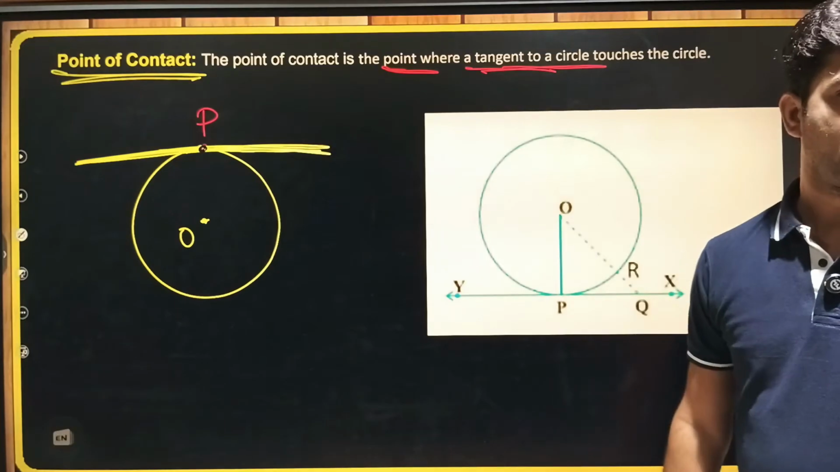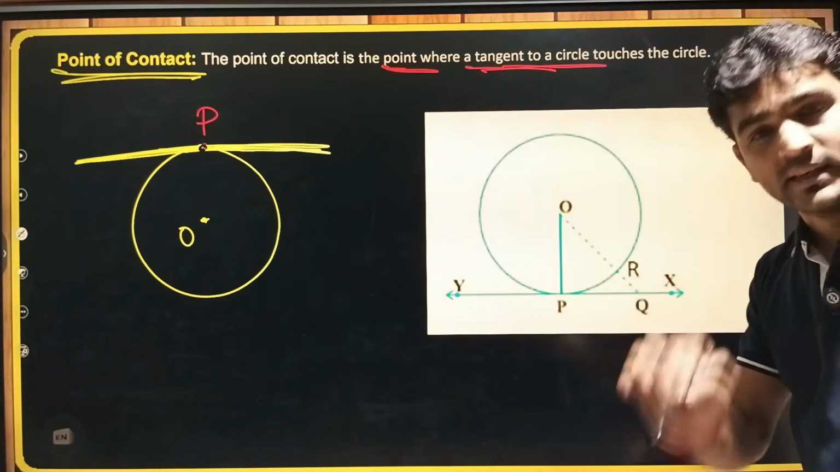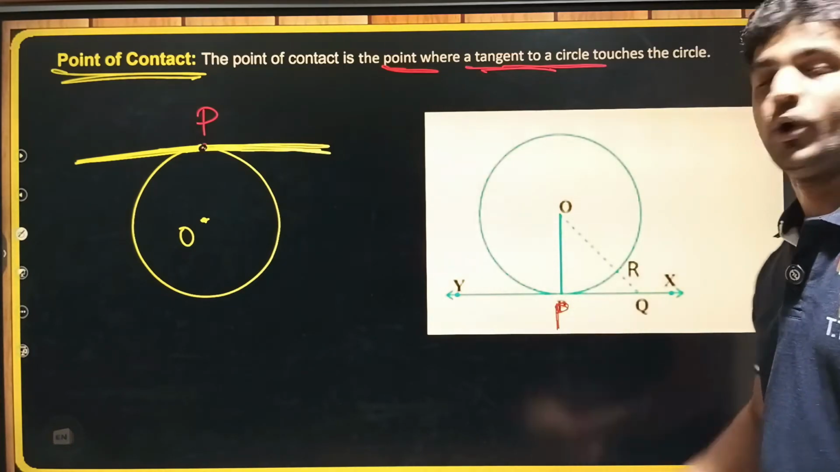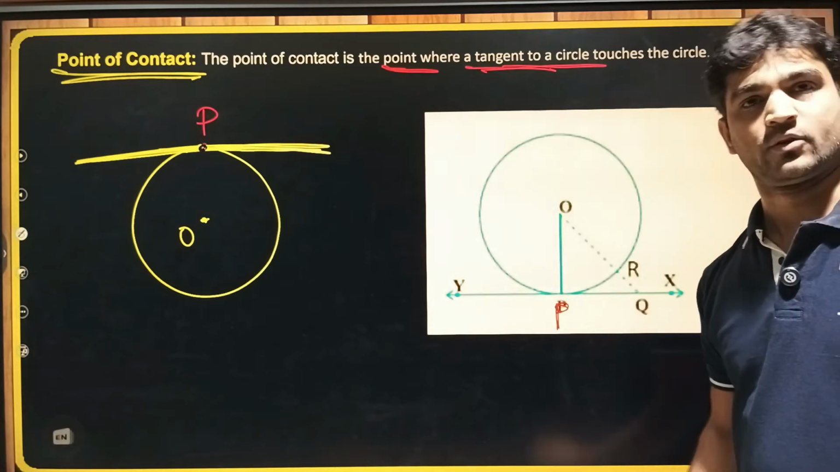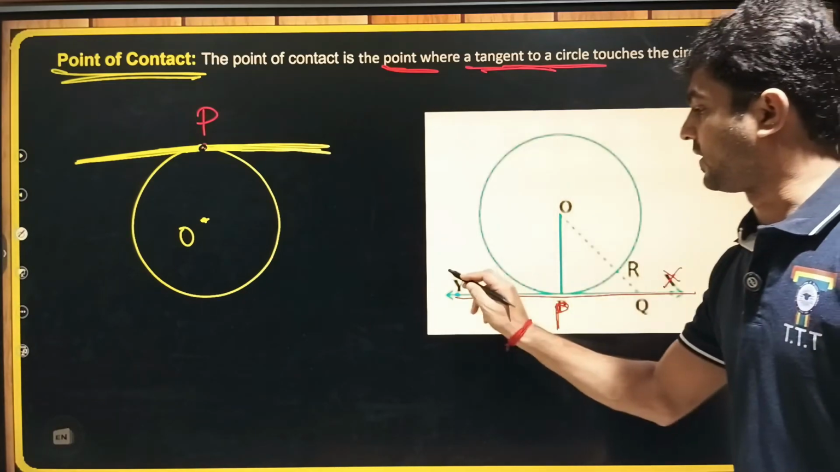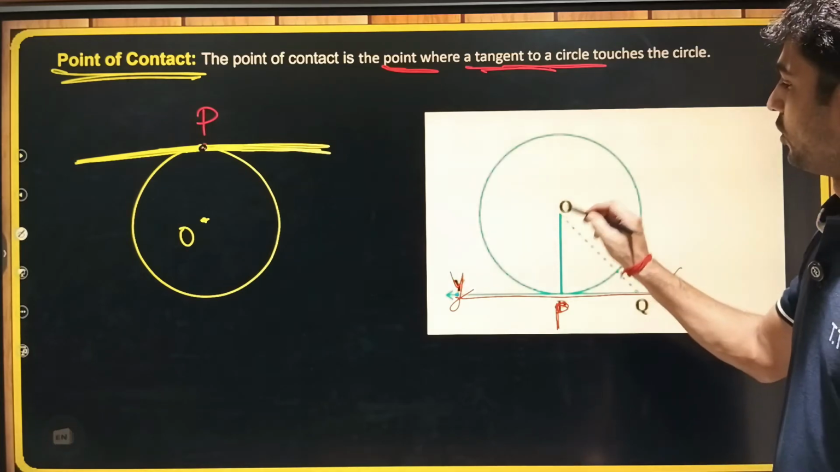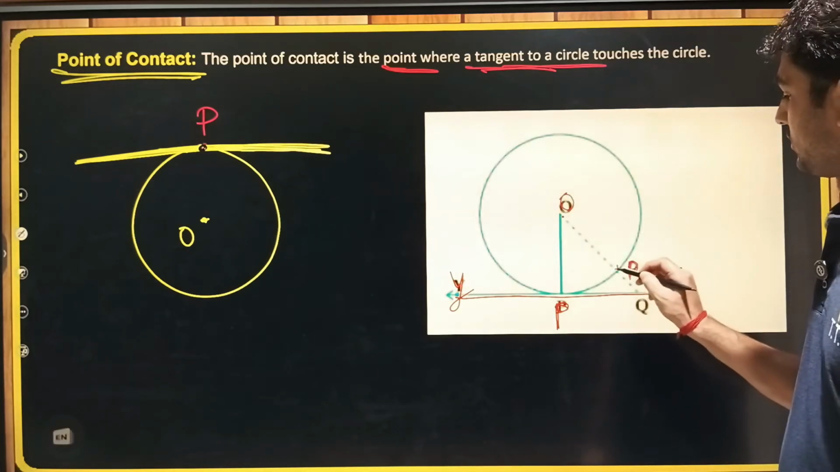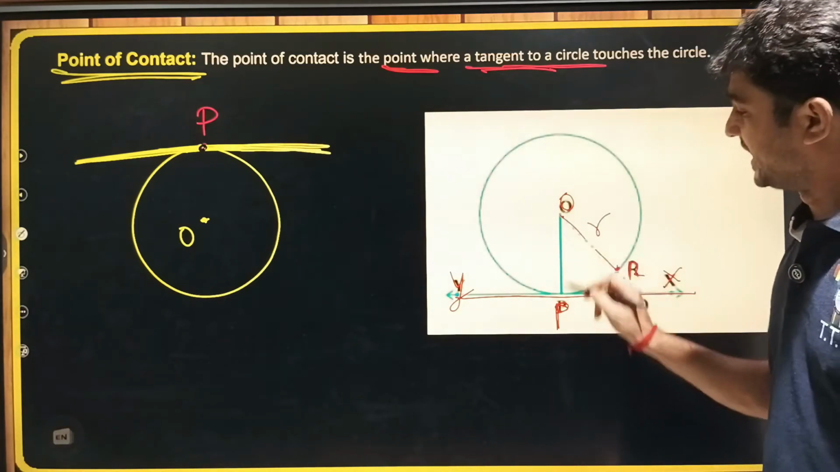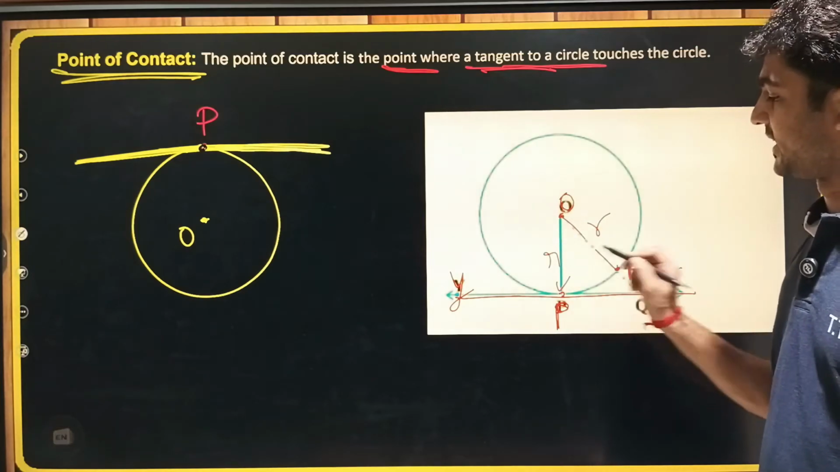Point of contact. See again, here there is a circle. In this circle we can consider this is P, where P is the point of contact. Hope it's clear. And what is this? This is XY. Where XY is a tangent, this is a point O, and this is a point R. OR is radius. Even OP, O to P, O is the origin, that is also radius.